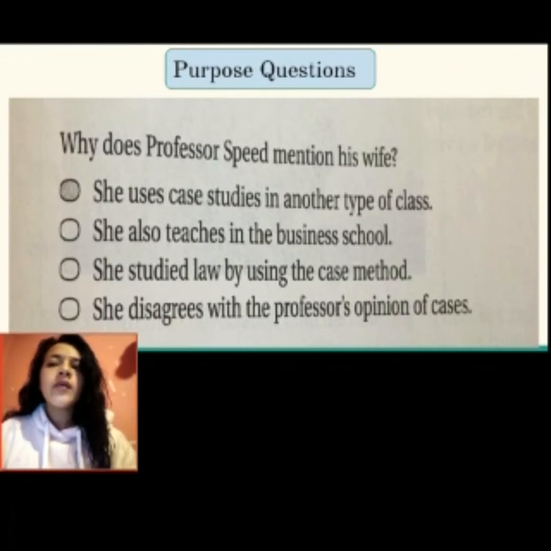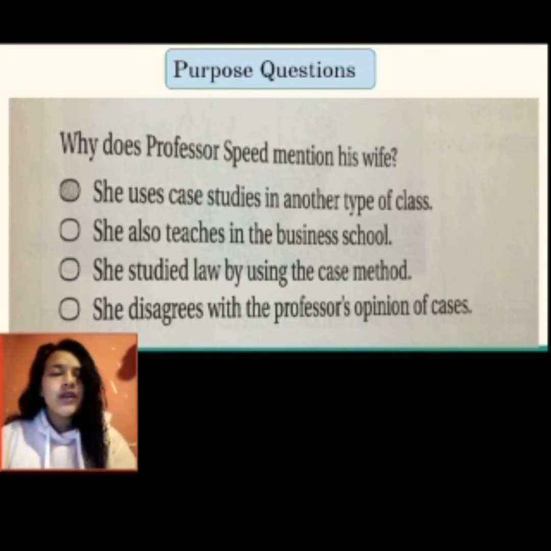Okay, I am going to talk about the purpose question. This asks you why a speaker mentions some point in the conversation or lecture. You can see the sample question.